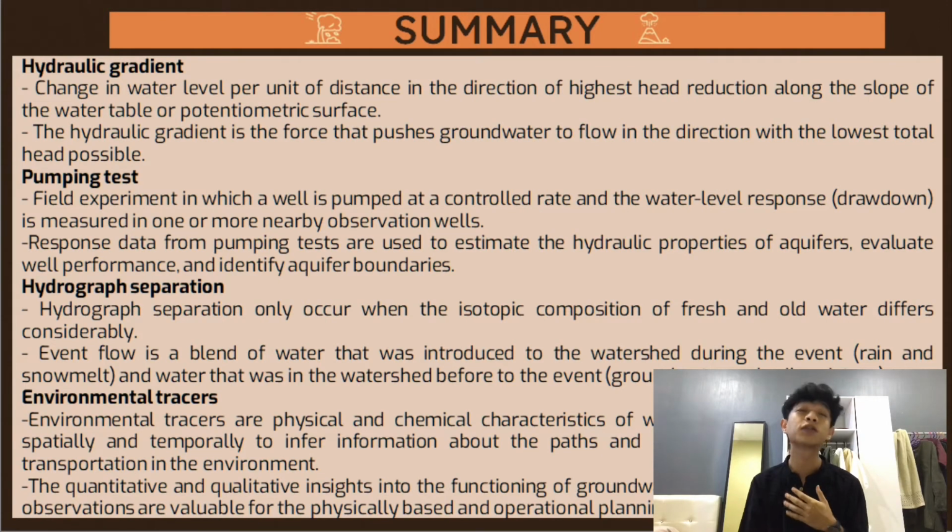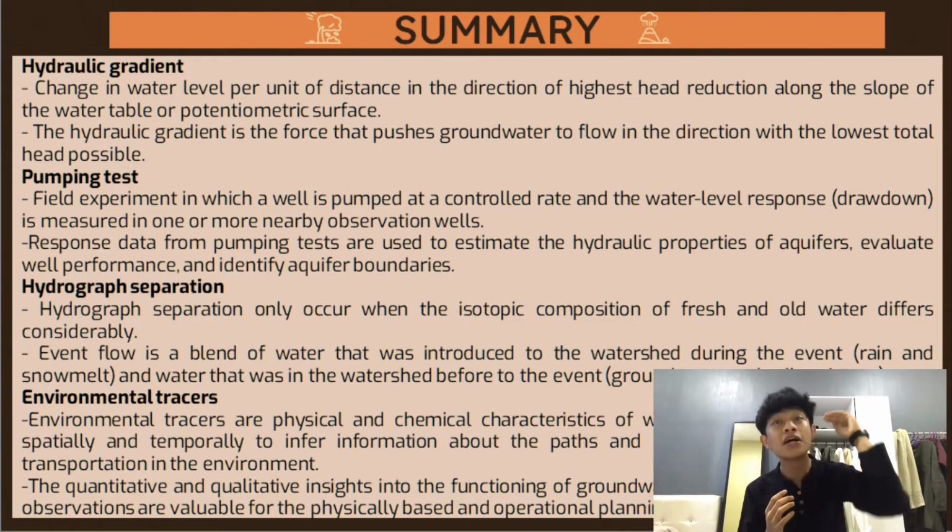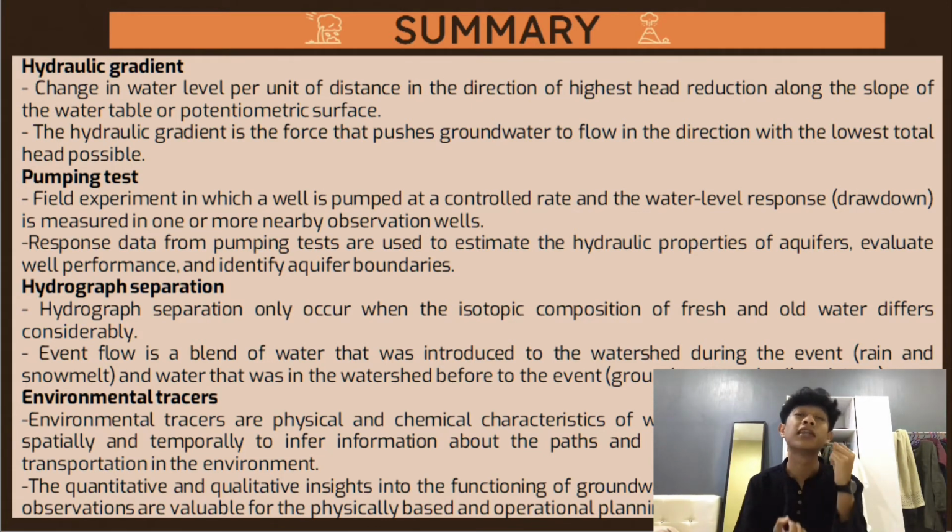My name is Imran. So today I will be talking about the summary. For hydraulic gradient, it is the change in water level per unit of distance in the direction of highest head reduction along the slope of the water table. It is the force that pushes groundwater to flow in the direction with the lowest head possible. For the pumping test, it is a field experiment in which a well is pumped at a controlled rate and the water level is measured in one or more nearby observation wells. The response data are used to estimate the hydraulic properties of aquifers, evaluate well performance, and identify aquifer boundaries.